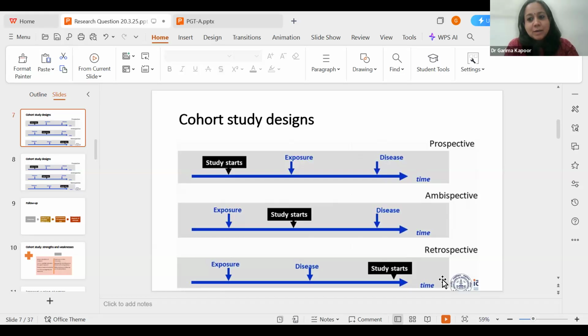So this being a retrospective study, Aarti, what is your take on it? Why do you think the investigator chose to do a retrospective study? Was there any other way in which he could have conducted the study? Any other way?